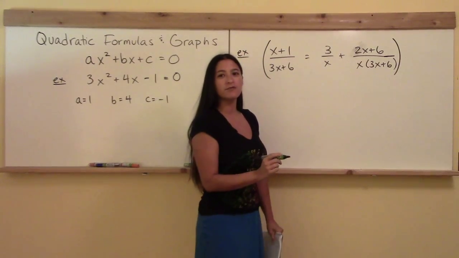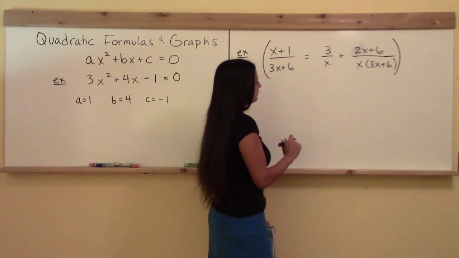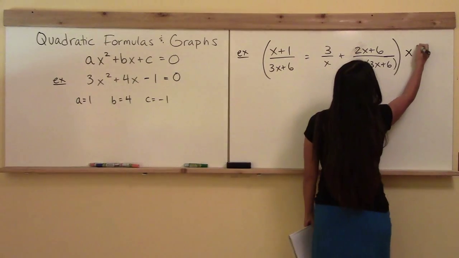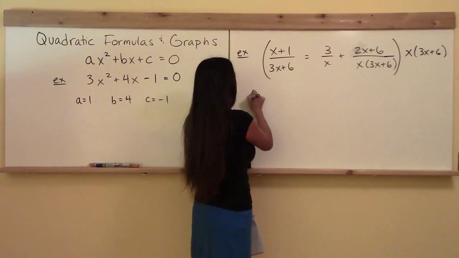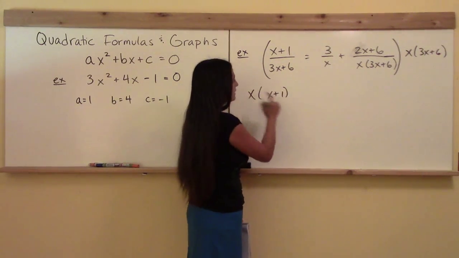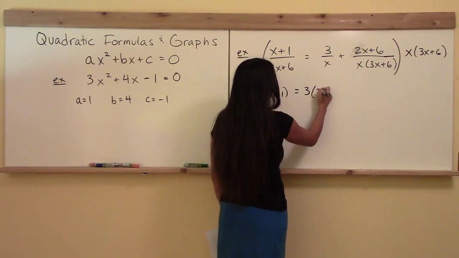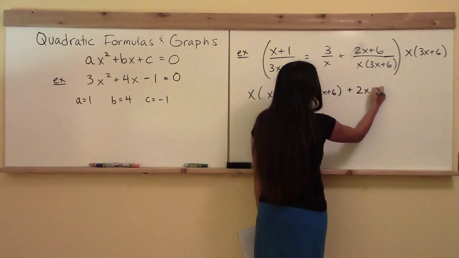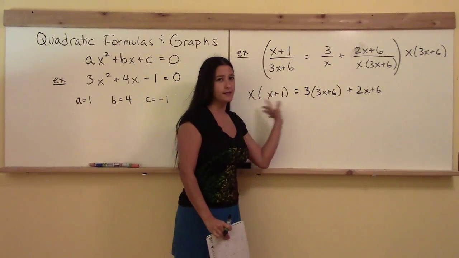Now, if you wanted to eliminate the fractions here, you'd have to multiply both sides by the least common denominator, which is going to be this term, x times 3x plus 6. So let's multiply everything on both sides by that quantity. Over here you'll get x, because you already have a 3x plus 6 on the bottom. This one already has an x, so you're going to get the 3 times 3x plus 6. And this one has both, so you're just going to get 2x plus 6 like that. Does that look quadratic? Okay, so we're not done yet.